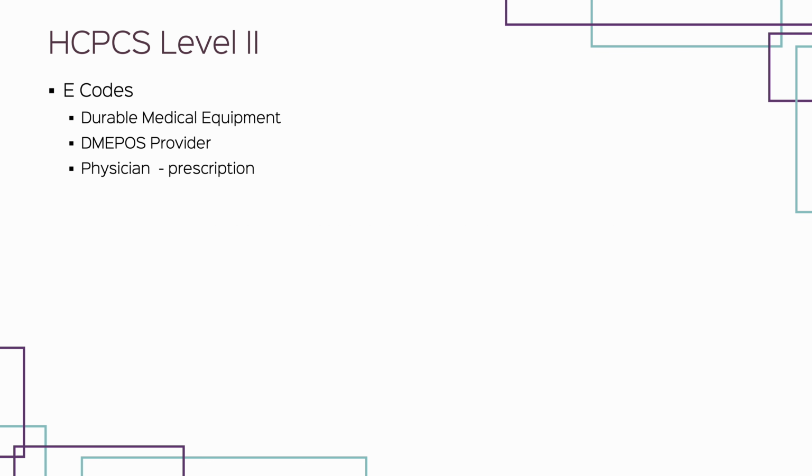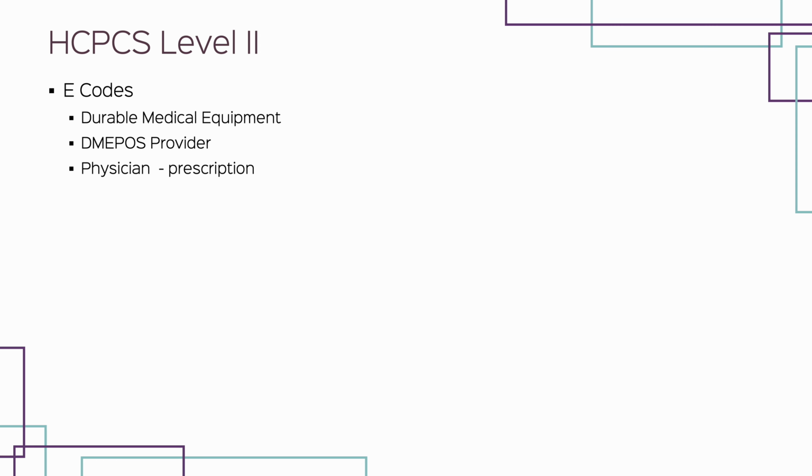Now, let's turn to the E codes in your HCPCS book. E codes are used to report durable medical equipment, or DME, such as your crutches, hospital beds, wheelchairs, walkers, oxygen equipment, and more. To actually bill for these types of supplies, an organization must be certified as a DMEPOS provider, and that stands for Durable Medical Equipment, Prosthetics, Orthotics, and Supplies.